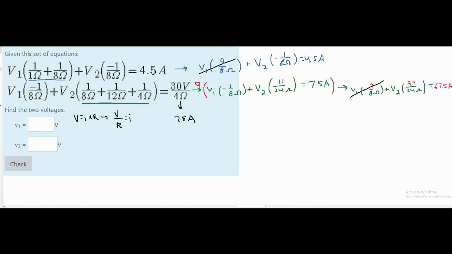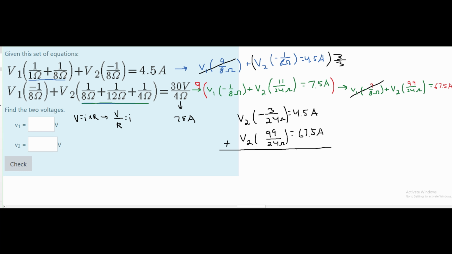From here, all I'm going to do is add our V2s together. That means I'm going to have to multiply this top part by 3 over 3 to get the denominators to be the same. And then we are left with this. So from here, I'm just going to add to our 67.5 amps the 4.5 amps. That means we're going to get 72 amps over here. And this is going to be equal to a V2 with a 96 divided by 24. If we have a 96 divided by 24, this is equivalent to 4.